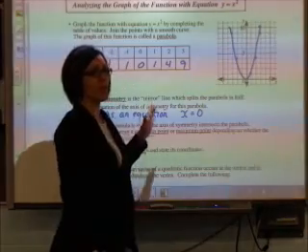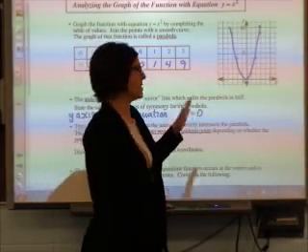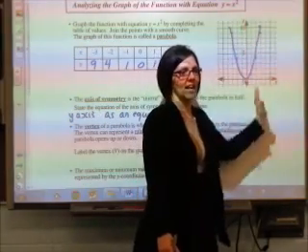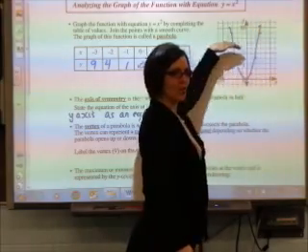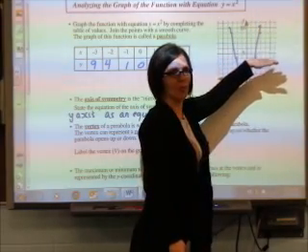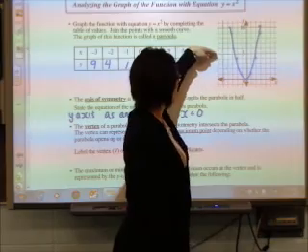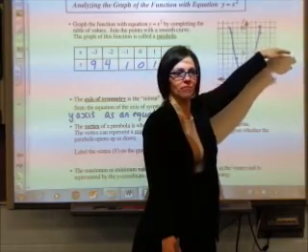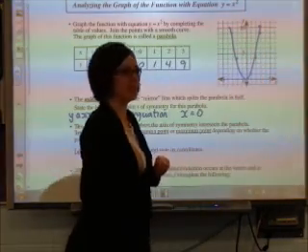Because every point on the y-axis, the value of x is always equal to 0. Okay, and if you remember from last year when we were doing our linear lines, vertical lines had an x equals equation, and horizontal lines were a y equals equation. Because in a horizontal line, the y value stays the same. In a vertical line, it's the x value that stayed the same.